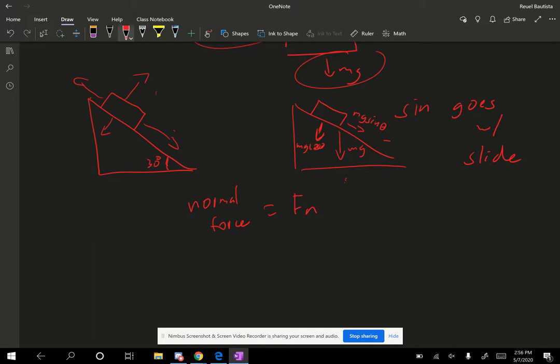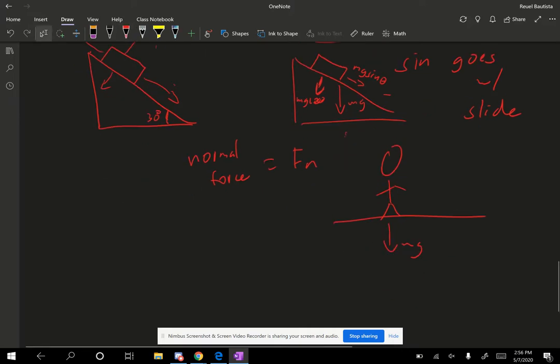Right now you're probably sitting on a chair. You know that gravity is pulling you down. The reason you're not going down is because something is holding you up. Assuming this is you and this is the floor you're on, gravity is pulling you down. But remember, if the net force is not zero, that means there's an acceleration. But you're not falling or moving downwards. You're staying still.